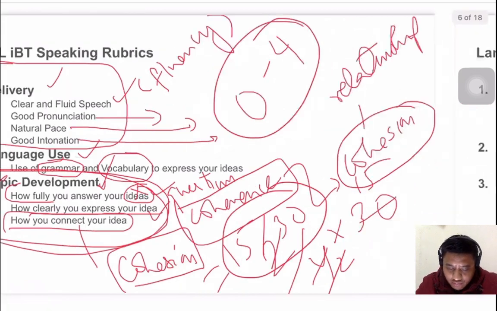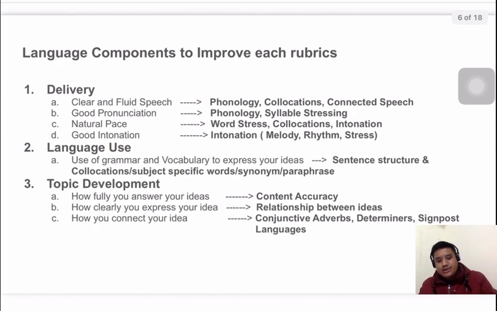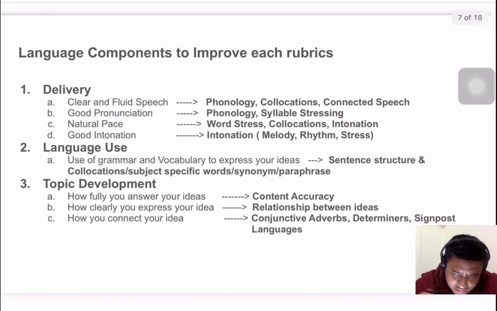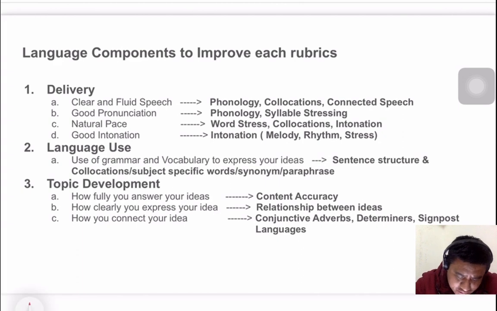So let me move on now and give you some insights into the language components that you can focus on to improve your English speaking within those rubrics, right? So when you talk about the delivery, how can you improve your clarity and your fluency?